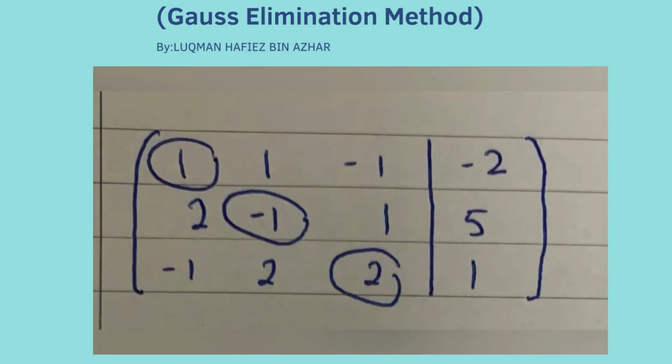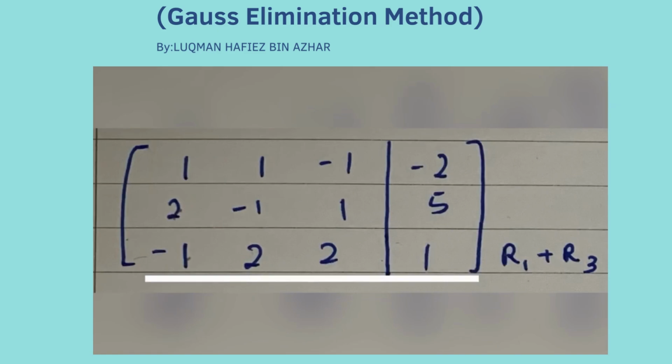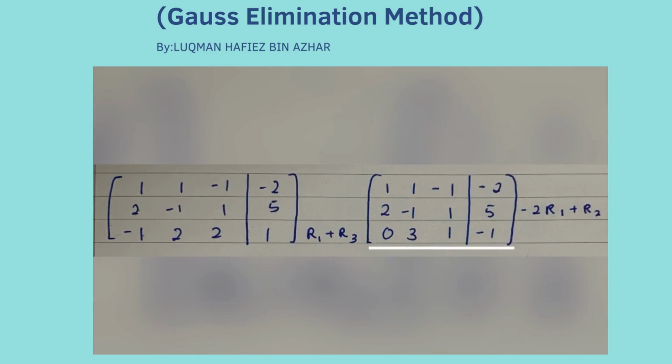Firstly, we need to use elementary row operations to transform this matrix into echelon form. In order to get that, we need to make sure this circled number is 1 and also this circled number is 0. Now I'm going to add row 1 and row 3. Then we will get negative 1 plus 1 is equal to 0, 2 plus 1 is equal to 3, 2 plus negative 1 is equal to 1, and 1 plus negative 2 is equal to negative 1.